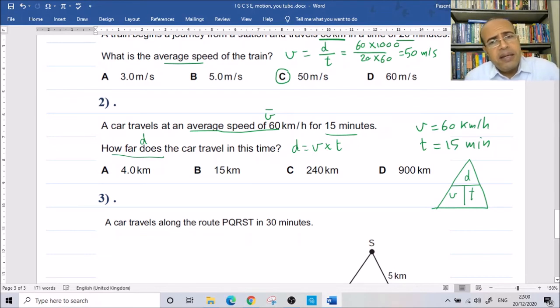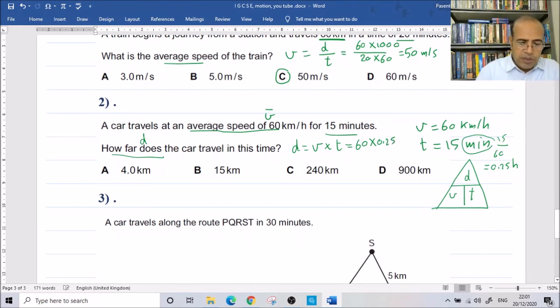The answer is here in kilometer. So we have to convert minute to hour because this is kilometer per hour. From minute to hour, divide by 60. So it's 15 over 60 to convert. 15 divided by 60 is a quarter, or 0.25. So 0.25 hour. Then the distance traveled is 60 multiplied by 0.25, the time in hour. The answer is 15. So the correct answer is 15 kilometer.